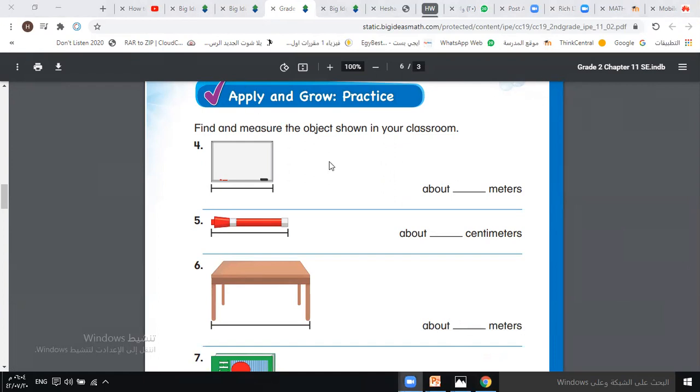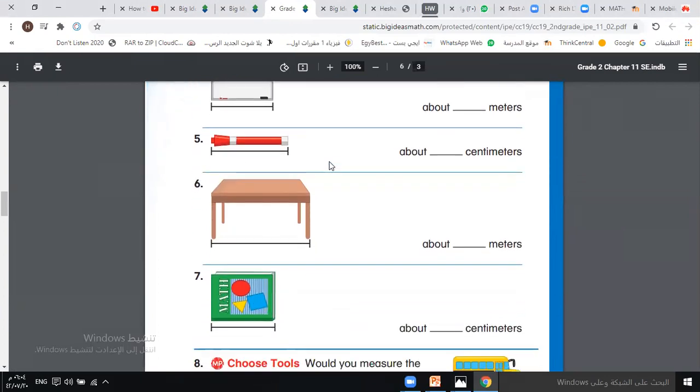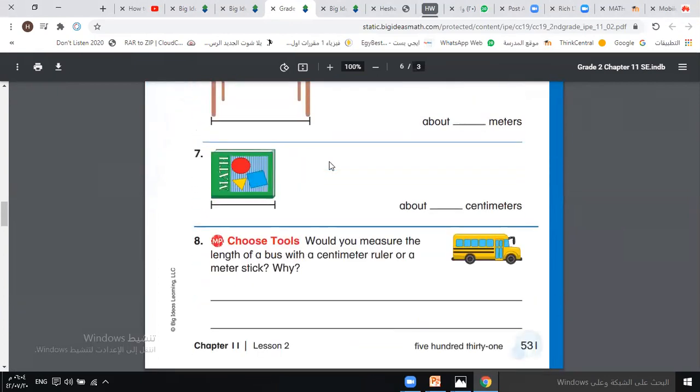In number 7, who can say what's the length of your math book? We're speaking about a real object, grade 2. So measure the length of your math book, not this picture. Your math book equals about how many centimeters? I choose the super one whose name is Samir. Hello, Samir. How are you? Fine, thank you. Samir, please measure the length of your math book. Your math book about how many centimeters?